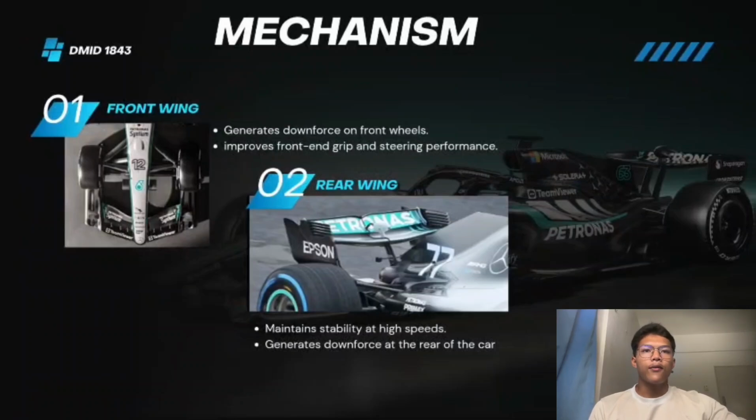Next, we have the rear wing, which is located at the back of the car. The rear wing generates downforce on the rear wheels, improving traction and stability during high-speed driving. It also helps maintain control when the car is cornering and works together with other aerodynamic components to optimize airflow.